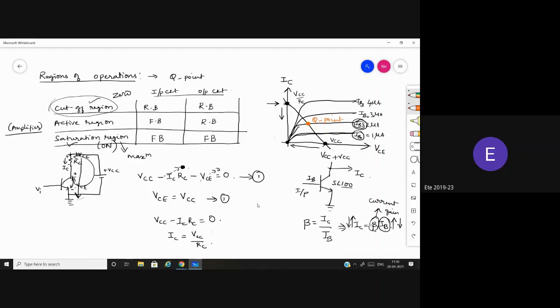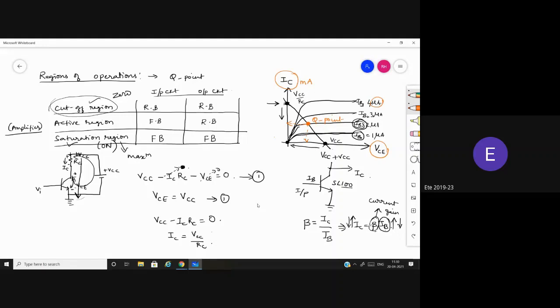Now, if you look at the X and Y values, X indicates the collector-emitter voltage, and Y indicates the collector current. As I have told, collector current will always be in terms of milliamperes. Base current will always be in terms of microamperes. Emitter current will also be in terms of milliamperes.